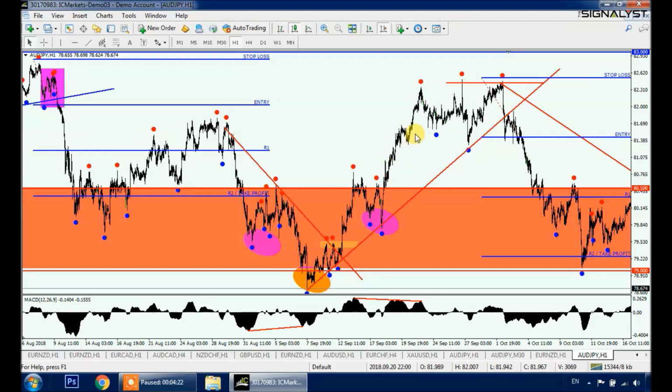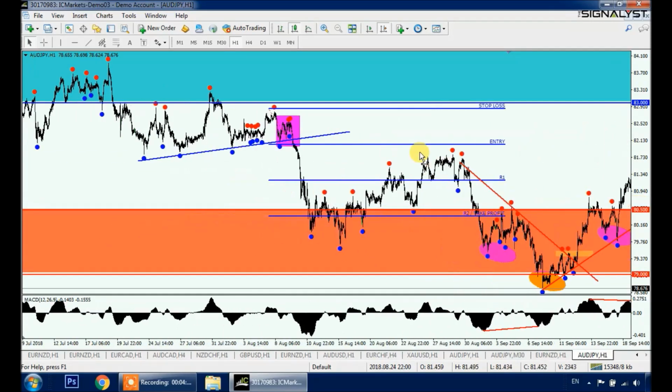Let's take more examples. We have an example here ready. We have our rejection zone here, a head and shoulders pattern. Let's draw it. Head, left shoulder, and right shoulder. An objective trend line 1, 2, 3, 4, many touches, a very strong one. Let's make it in red.